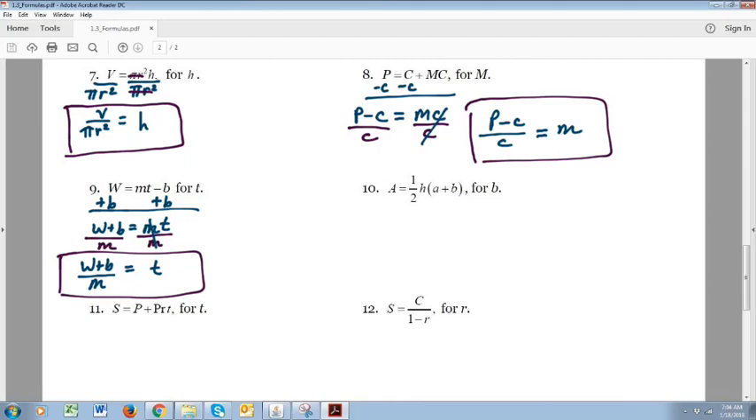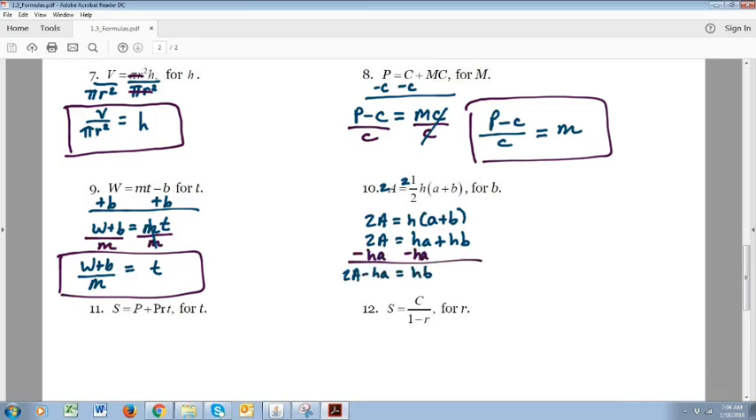Alright, so you should have multiplied each side by 2. We're going to get 2a equals h times the quantity a plus b. If I'm going to solve for b, I need to get that b out of parentheses, so let's distribute next. Get h times a and h times b, so ha plus hb. And I need to solve for b, so I need to get rid of the ha term.